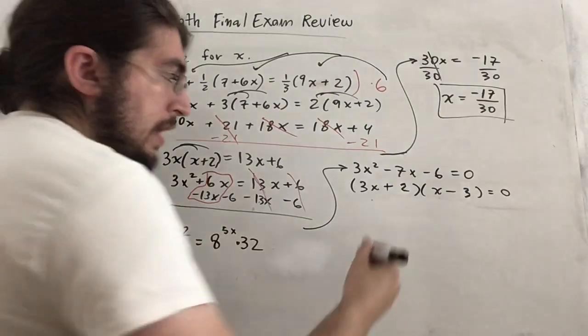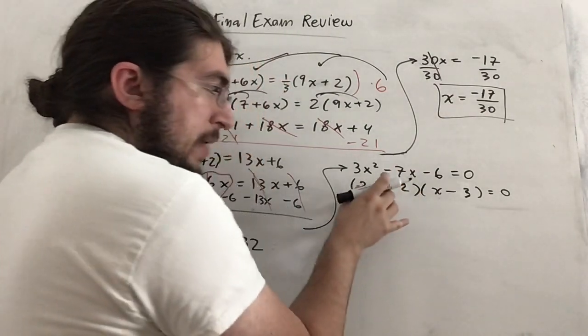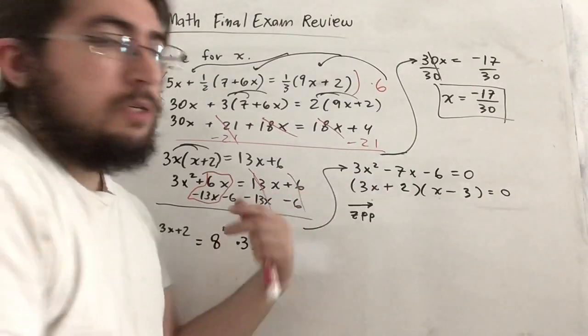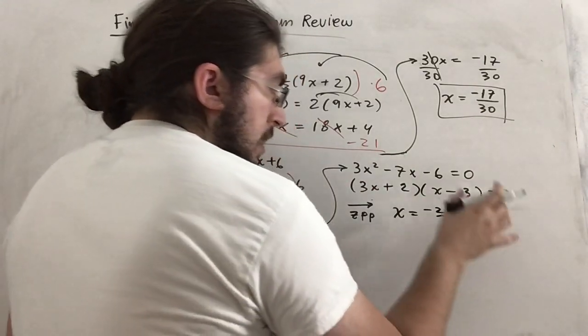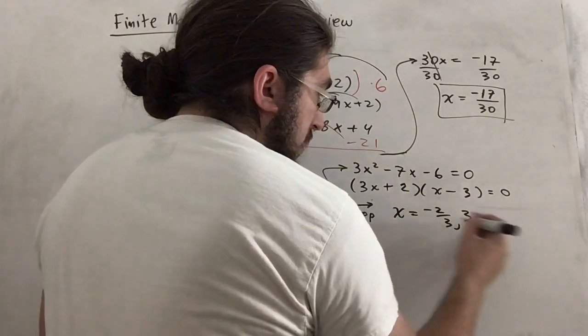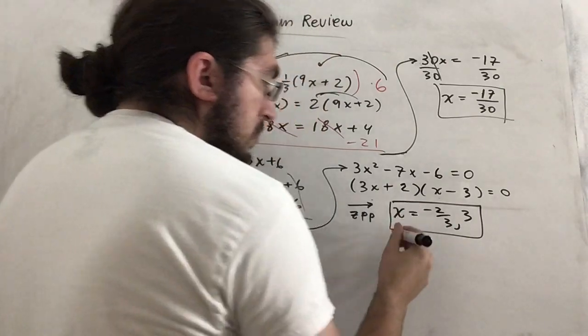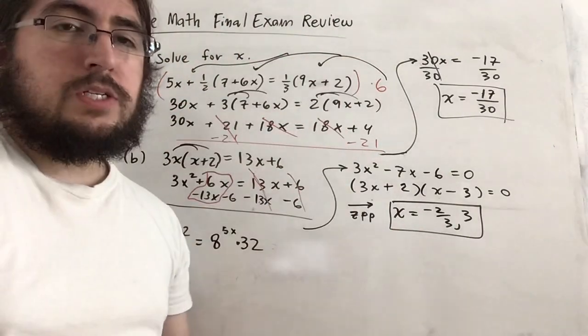So it works out. And now finally, by the zero product property, we get 3x plus 2 is equal to 0. Subtract 2, divide by 3. You get x is equal to negative 2/3. Or x minus 3 is equal to 0. Add 3 to the other side, you get x is equal to positive 3. So these are the only two solutions there. So here's one solution. Here there were two.